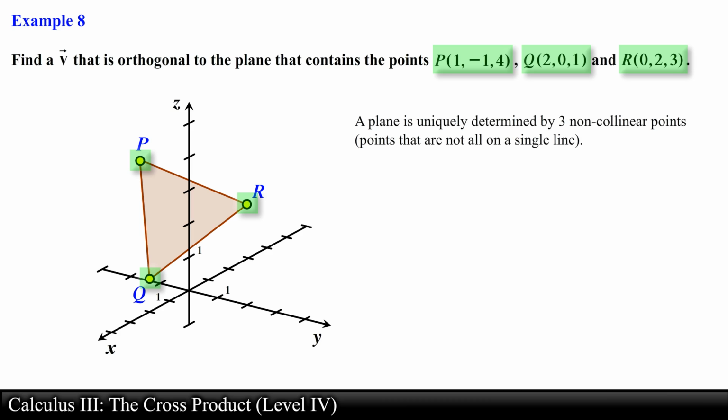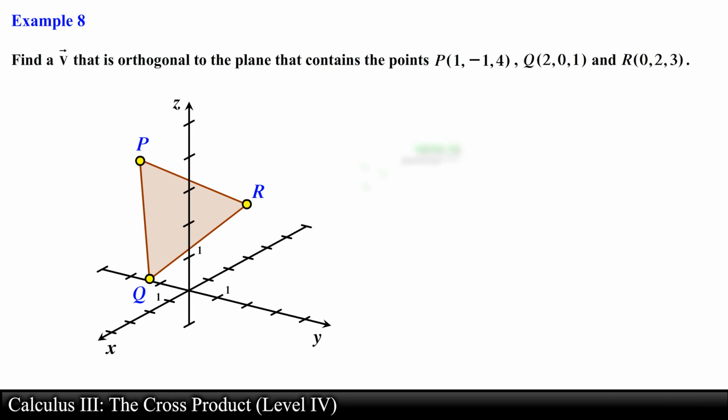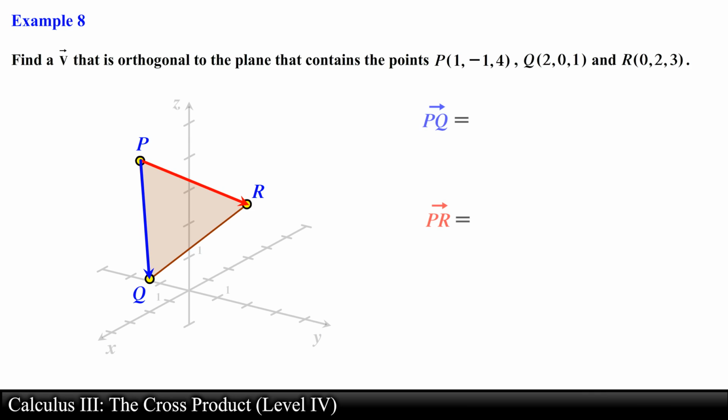Recall that a plane is uniquely determined by 3 non-collinear points, points that are not all on a single line. In this problem, we're given the coordinates of 3 such points. In order to find a vector orthogonal to this plane, we need 2 vectors that are located on this plane, and compute the cross product with them. So our first task is to find 2 vectors that are located on this plane. We can easily do this by using the given points.